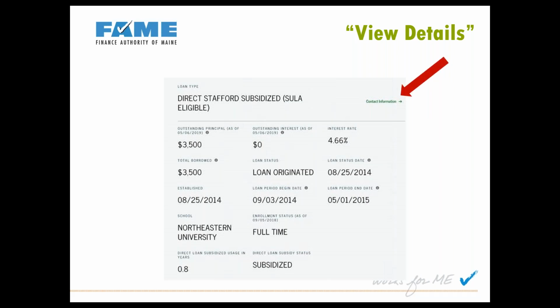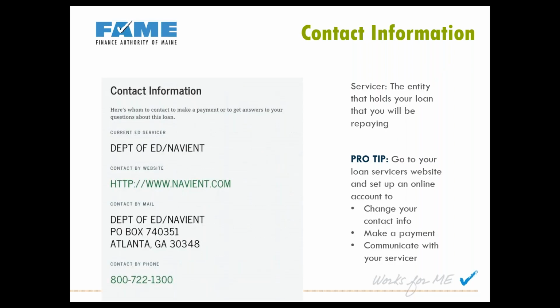If you click on Contact Information, you can see your loan servicer. That's who you're going to be writing checks to. You can see the contact information, the website, the mailing address, a phone number if you need to call and ask questions. I recommend that you go onto that loan servicer's webpage and set up an online account for many reasons. You can view your account status, make a payment, see your history of loan payments, and communicate with your servicer if you're having issues.